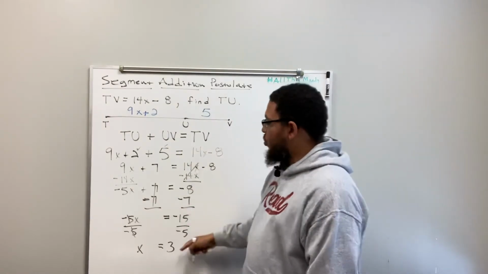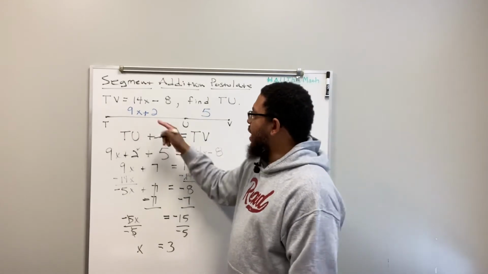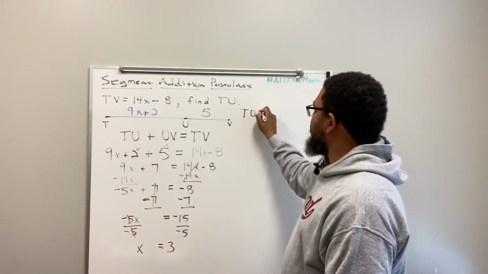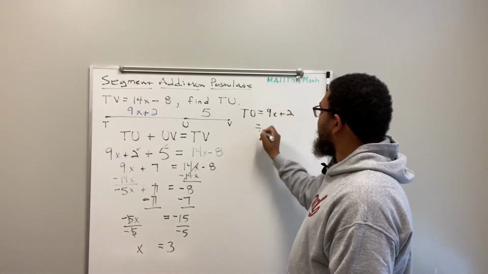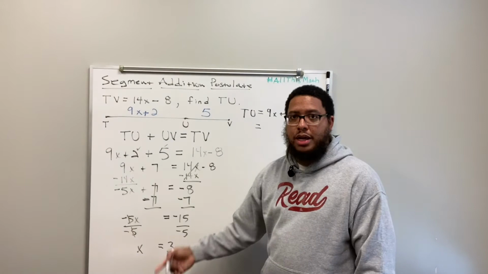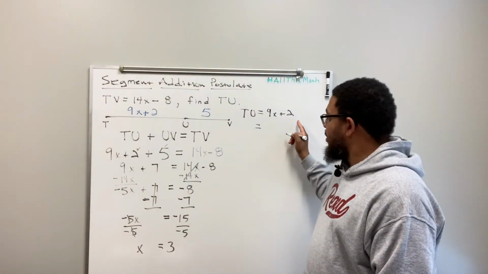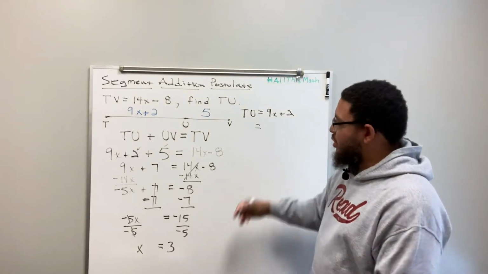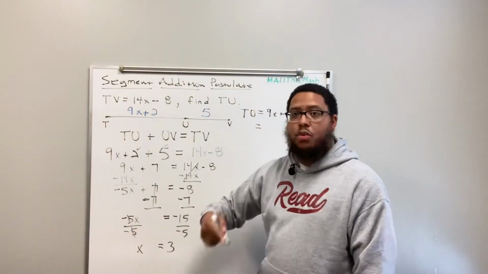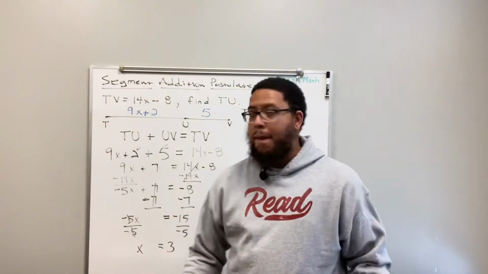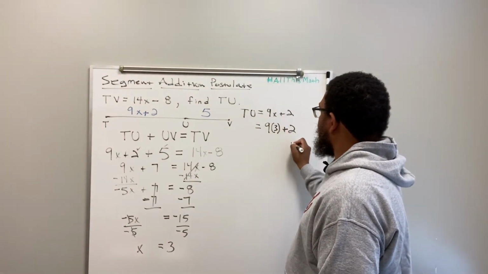Now, I can use x to find TU, right? TU is 9x plus 2. So check this out. This is what you do. TU is equal to 9x plus 2, right? So since I know that x is 3, that means that TU is really 9 times 3 plus 2, because x is 3. I did all this work to figure out that x was 3, so that way I can then figure out what TU is. So I just do 9 times 3 plus 2.